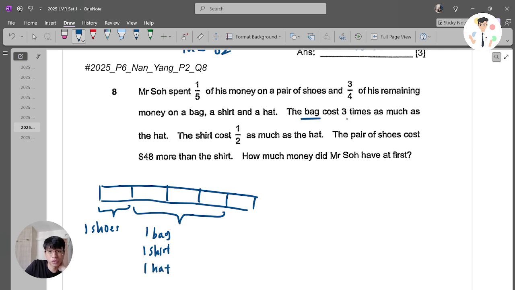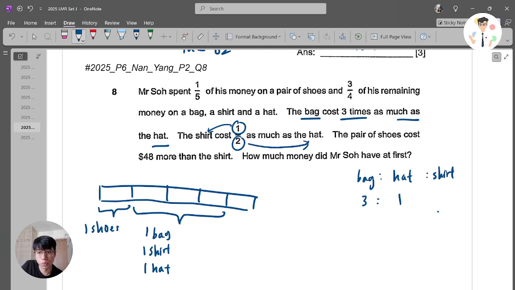Now, the bag costs 3 times as much as the hat. So let's try to write bag, hat, shirt. Bag costs 3 times as much as the hat. The shirt costs 1/2 as much as the hat. So it means that this 1 belongs to shirt, this 2 belongs to hat. Shirt is 1, hat is 2. So of course, these two are supposed to be the same. So I times 2, I times 2. So I know that bag will be 6 unit, hat will be 2 unit, shirt will be 1 unit.